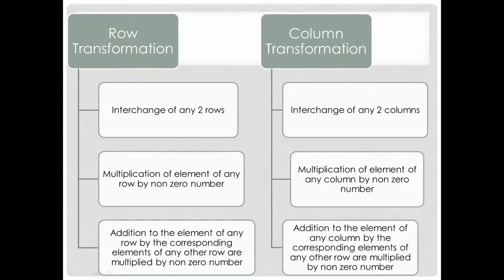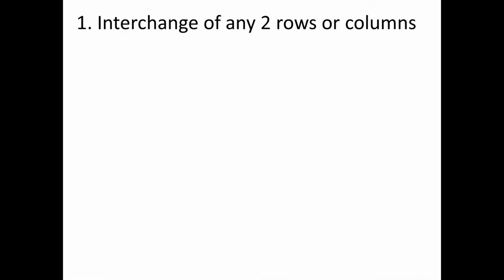Now let's understand what the first transformation says. The first transformation is interchange of any two rows or columns, which means two kinds of transformation can be applied. The first one is interchange of any two rows and the second one is the interchange of any two columns. Now let's see what this means.